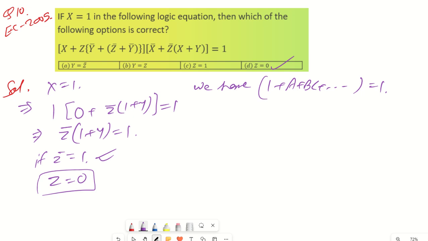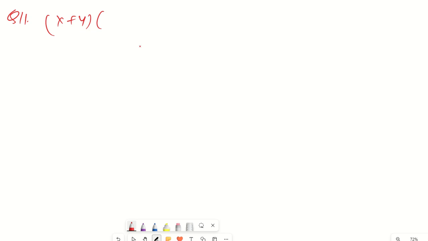This is a very good question. Let us take the next question. This was also asked in GATE. We have to find out the minimized value of this particular expression. So the question is x plus y into x plus y bar plus z. So what would be the minimized value for this? So let us solve it quickly.